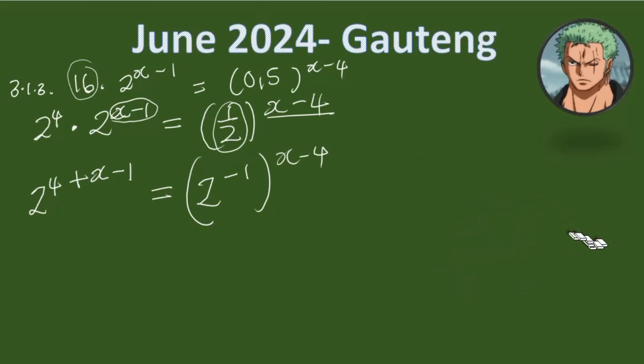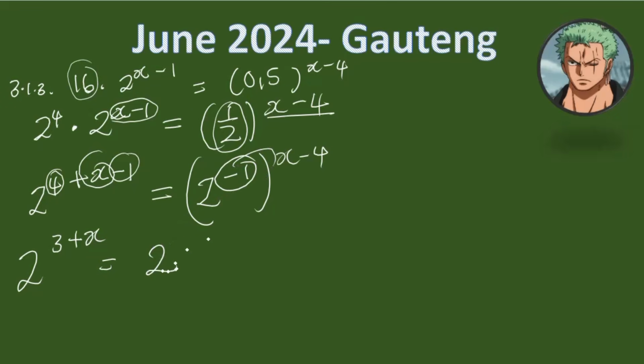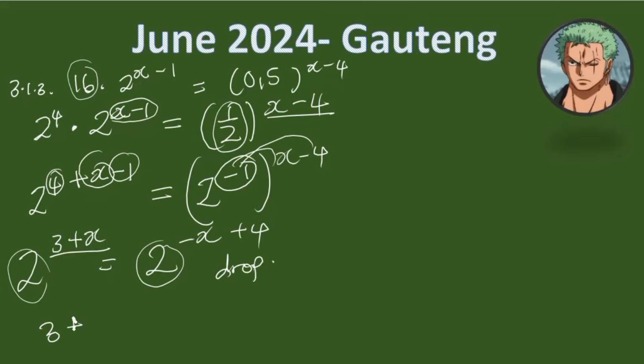Right, we erase this. And then I have 2, I have a 4 and a negative 1, that is 3, plus this x. This is equals to, I distribute the negative to this. So I have 2 raised to negative x, multiply with this, positive 4. And then bases are the same. I drop them, right? When I drop the bases, I'm left with 3 plus x is equals to negative x plus 4.